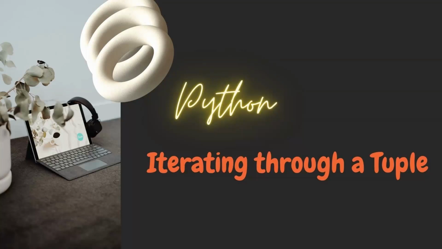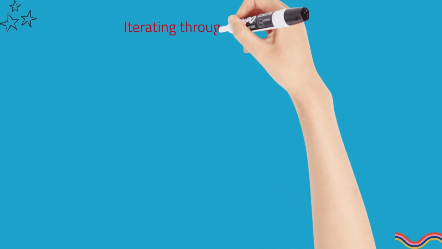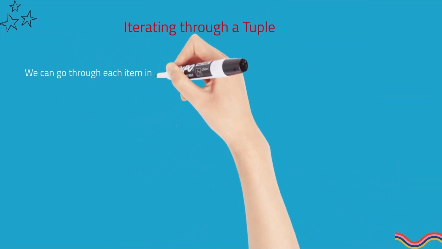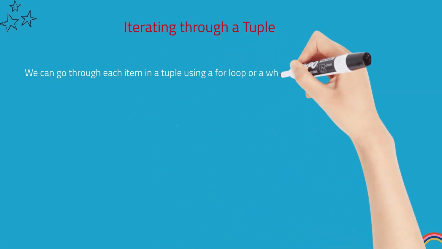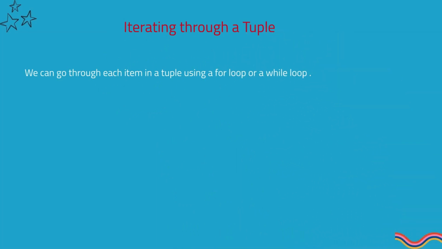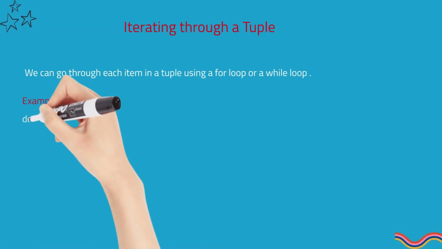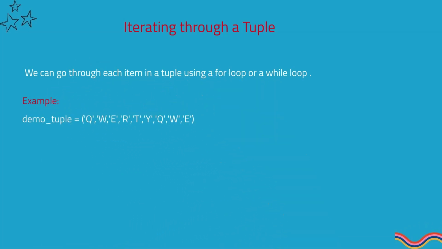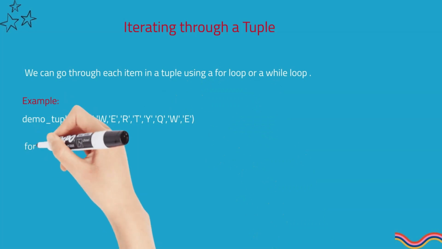In this video we will discuss how to iterate through the elements of a tuple. A tuple can be iterated using either a for loop or a while loop. For example, the tuple named demo_tuple contains certain elements separated by commas.